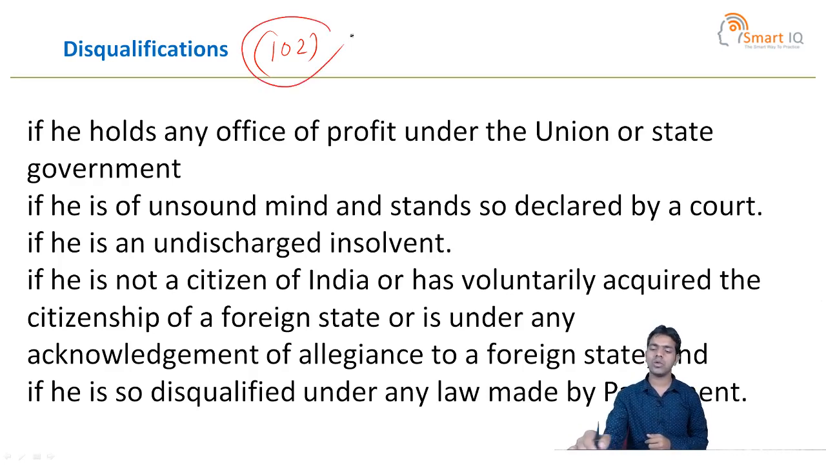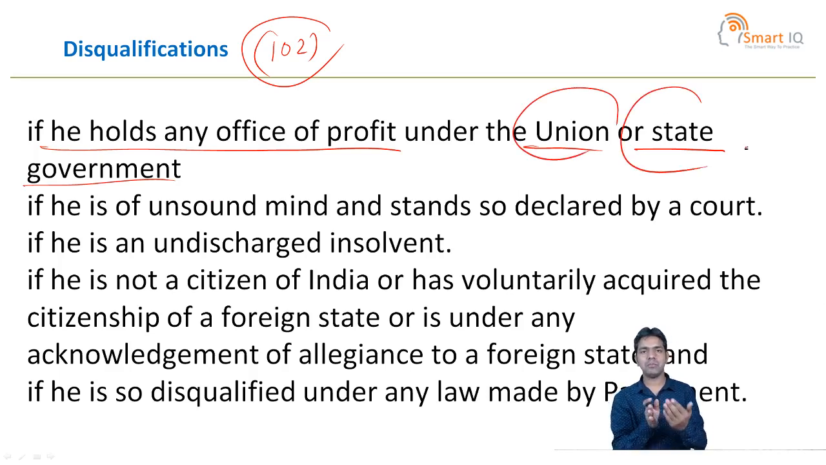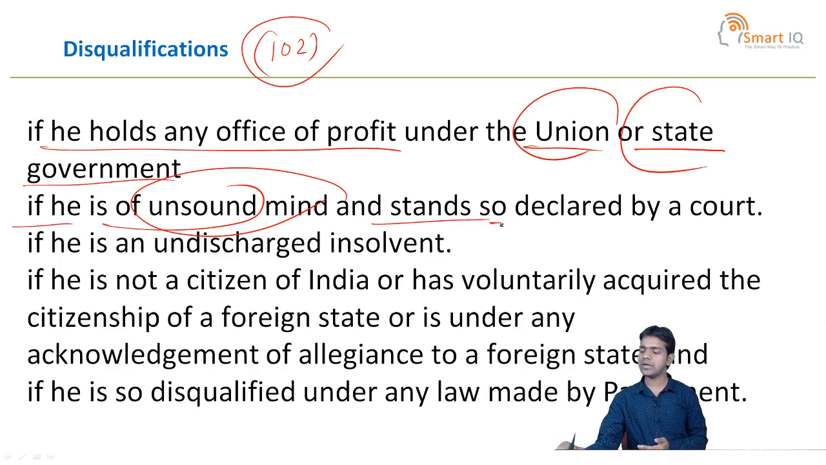So article 102 talks about the disqualification of the member of the parliament. So what points lead to disqualification of the member? If he holds any office of profit under the union or state government, then the member is disqualified. And also if he is of unsound mind, meaning mentally not fit, and is declared so by the court, then also he is disqualified as a member of the parliament.